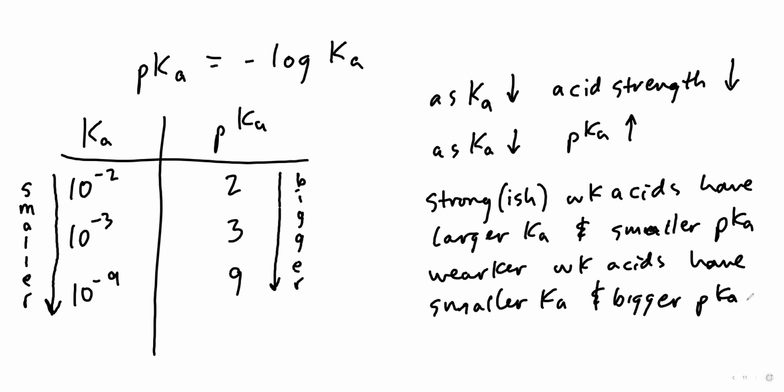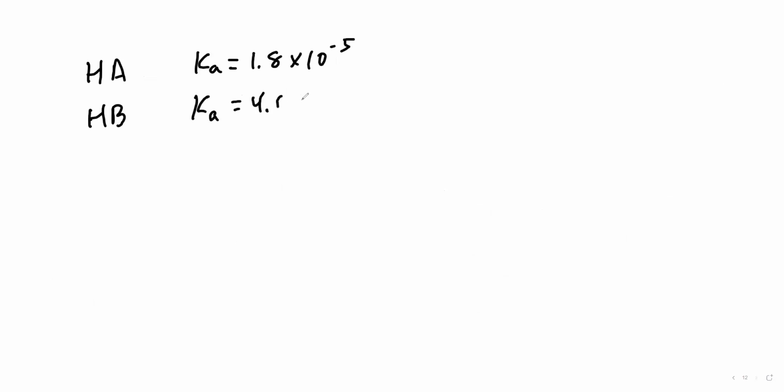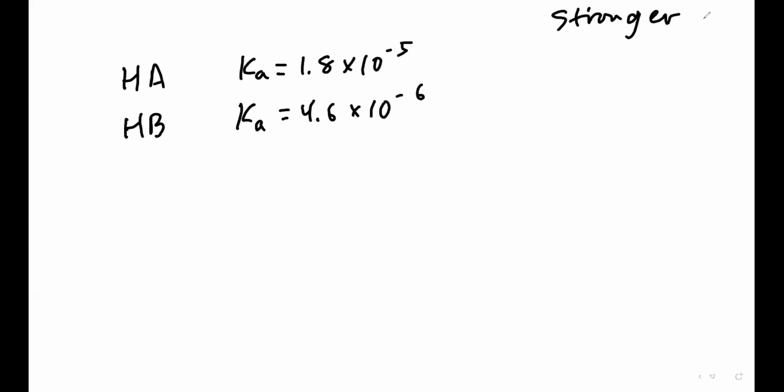So we can do a little test to make sure that you understand all of that. I can give you fake acid HA and fake acid HB, and I can tell you that fake acid HA has a Ka of 1.8 times 10 to the minus 5th. HB has a Ka of 4.6 times 10 to the minus 6th, and we can say which one is stronger. And the answer is this one.